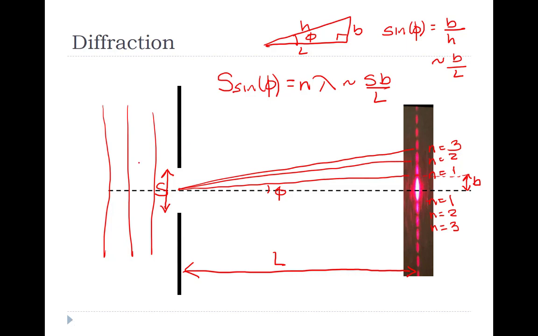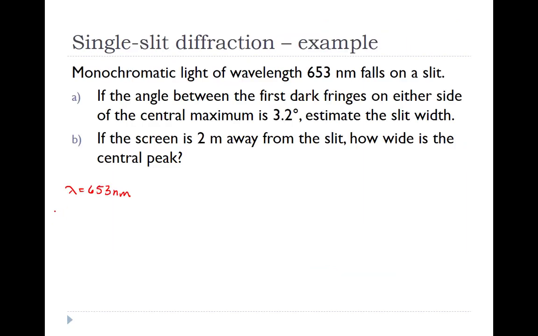Now back up a second. Notice in the formula I defined phi as relative to the central axis. What this problem is giving us is not that angle, but this full angle. So that tells me that 2 times the angle phi is 3.2 degrees, which means that phi equals 1.6 degrees.